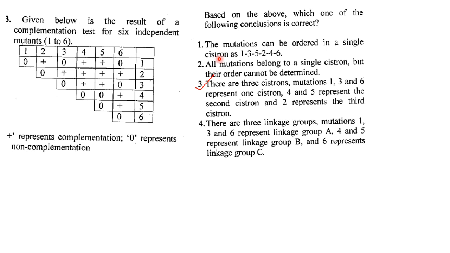Now we will read the options. The mutations can be ordered in a single cistron as 1, 3, 5, 2, 4, 6? No, it is not a single cistron, there are 3 cistrons. All mutations belong to a single cistron? No. There are 3 cistrons. Mutations 1, 3 and 6 represent one cistron, 4 and 5 represent the second cistron, and 2 represents the third cistron. That is correct. There are 3 linkage groups? It is not linkage groups, it is cistrons. So answer is option 3.